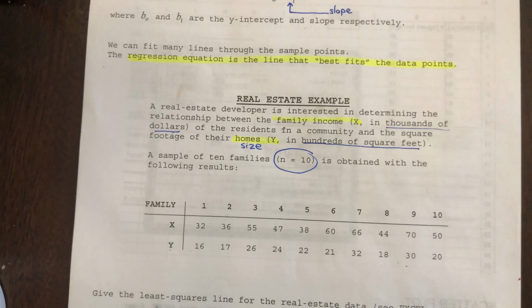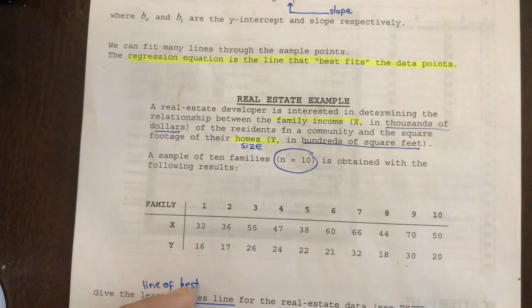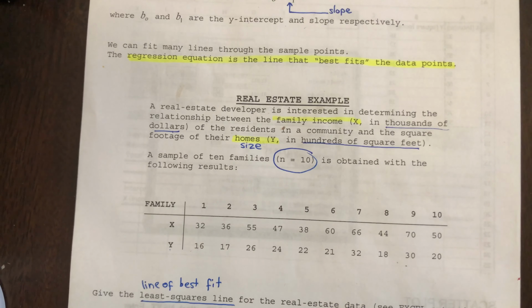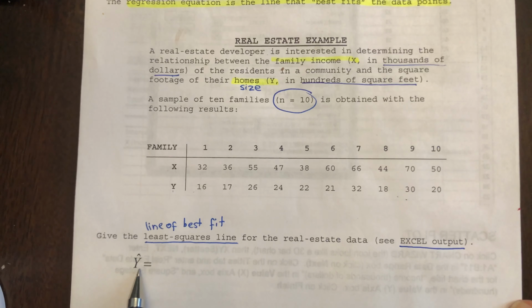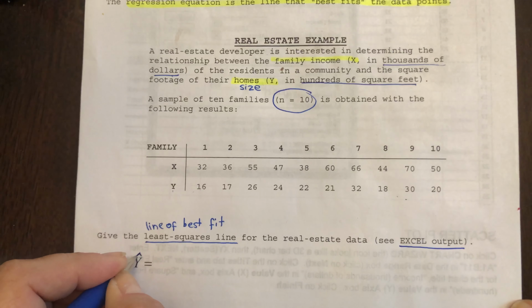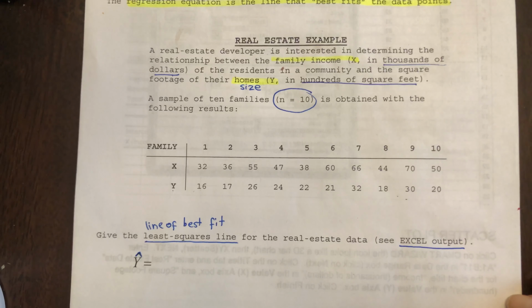So our goal is now to find the least squares line, which is also called, again, lots of different names, the least squares line or the line of best fit, for our real estate data. And we're going to do this in Excel. We're going to use our Excel output to get this line. It has a hat on it because it's our estimate of what is going on.